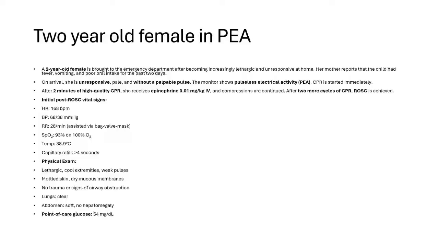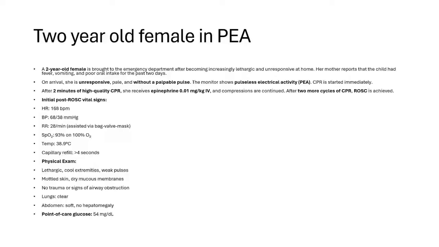So we have a 2-year-old female brought in to the ER after becoming increasingly lethargic and unresponsive at home. Her mother reports that the child has had a fever, vomiting, and poor oral intake for the last couple of days. She's unresponsive, pale, without a palpable pulse. The monitor shows PEA. CPR is started immediately. After 2 minutes of high quality CPR, she receives epi 0.01. Compressions are continued, and after 2 more cycles, ROSC has been achieved.